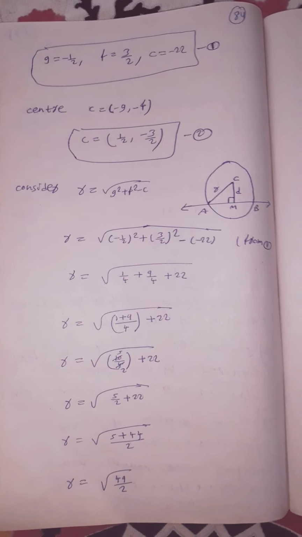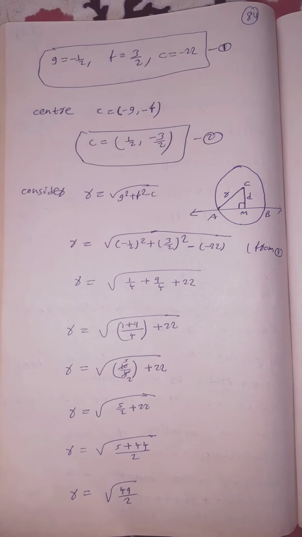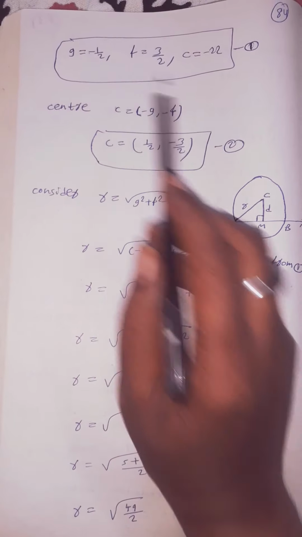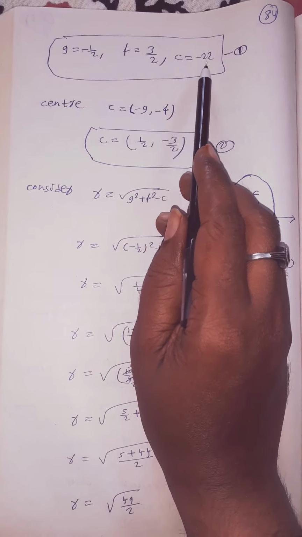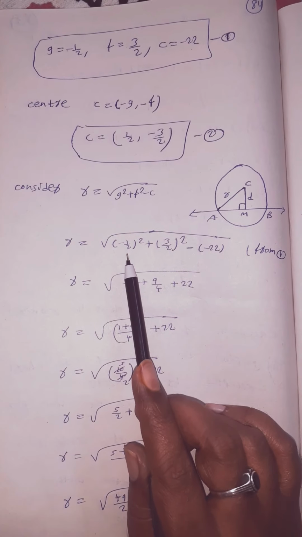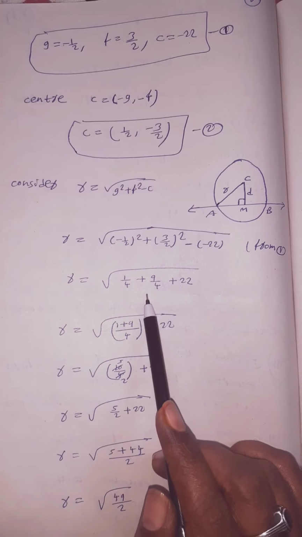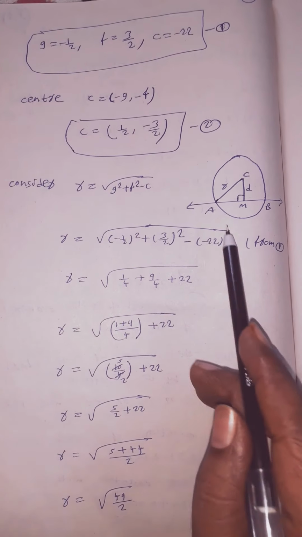Equation 2. Consider the radius, children. The formula is under root g square plus f square minus c. So here under root, g value is 1 by 2, minus 1 by 2 whole square. F value is 3 by 2, means 3 by 2 whole square, minus c value, which is minus 22, from equation 1 I wrote. So here this becomes 1 by 4, here this becomes 9 by 4. Why? Because 3 square is 9, 2 square is 4. Here minus into minus is plus.